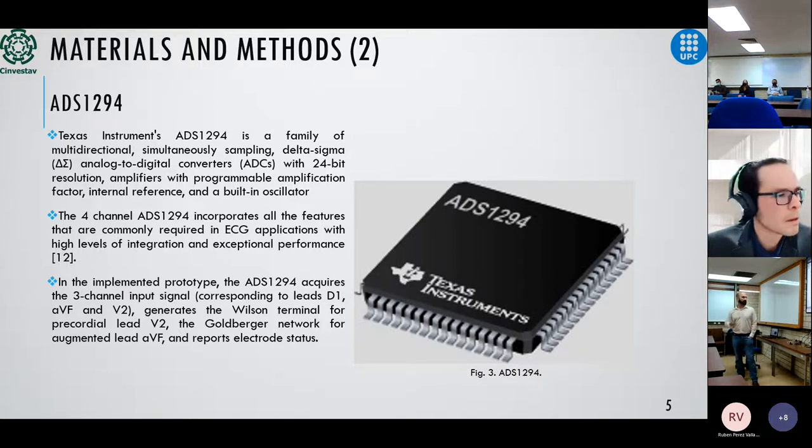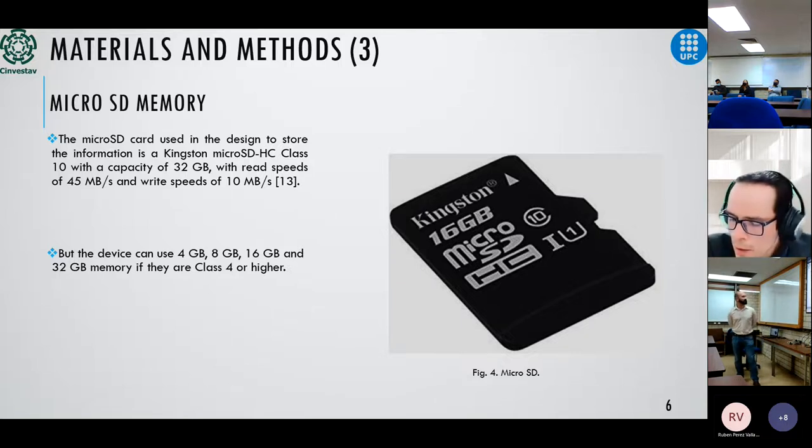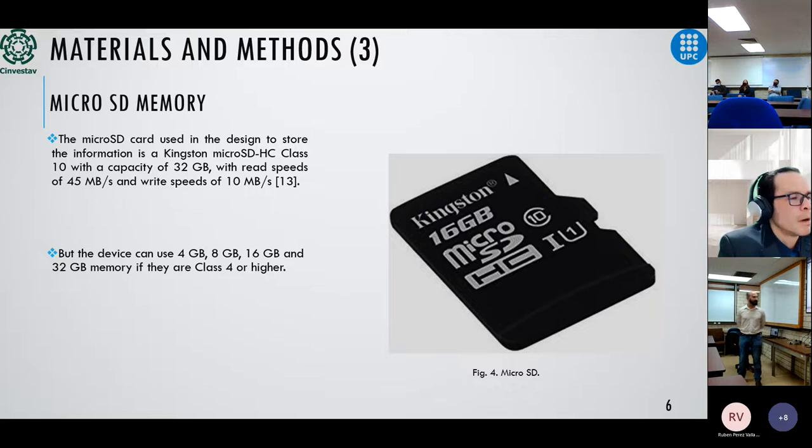This internally includes a Wilson network with a central terminal. In this case, we use only 3 channels for the leads D1, aVF, and V2. In the case of the SD memory, we use a Kingston class 10 with a capacity of 32 gigabytes, with a read speed of 45 megabytes per second and write speed of 10 megabytes per second. But in the device, we can use memory of 4, 8, 16, and 32 gigabytes if they are class 4 or higher.